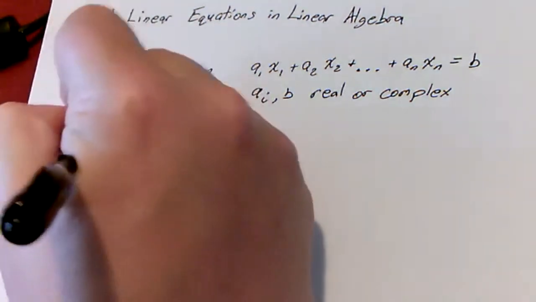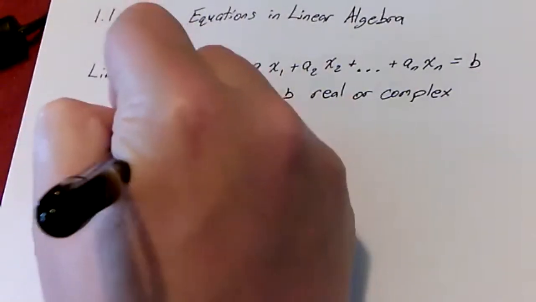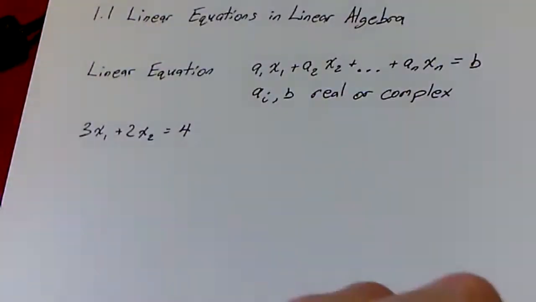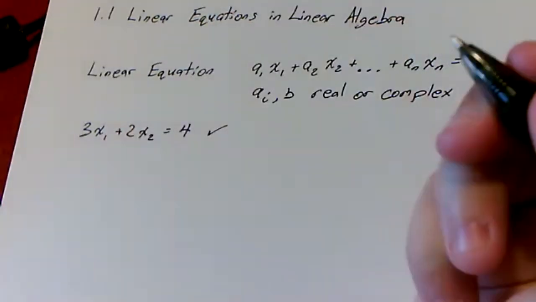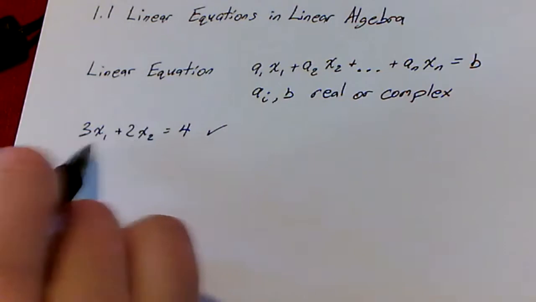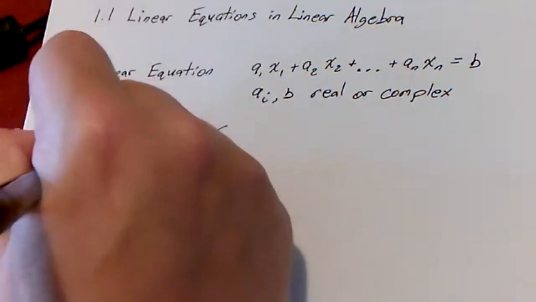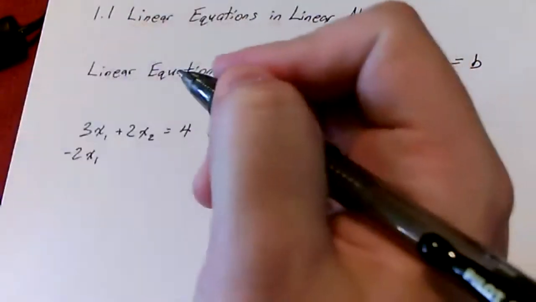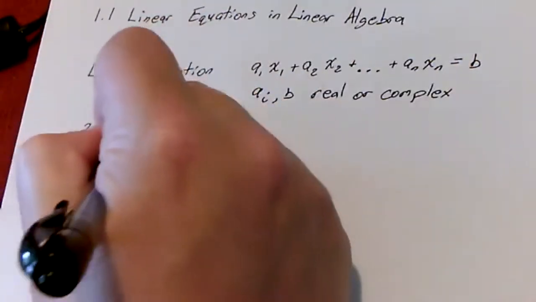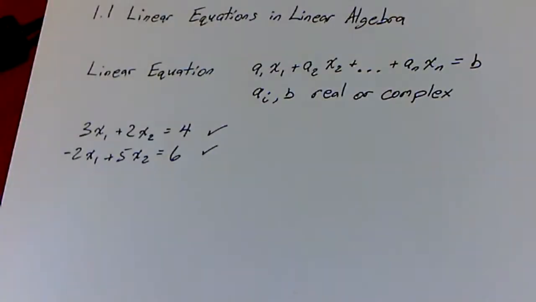So if we look at, say, 3x1 plus 2x2 is equal to 4, well, that's clearly a linear equation. We have a single variable in each term, so this is a two-variable linear equation. We can put negative numbers in there without too much worry. Negative 2x1, 5x2, that's going to equal 6. Clearly a linear equation as well. Again, just the single value for x. Negatives aren't a problem. They're still real numbers.